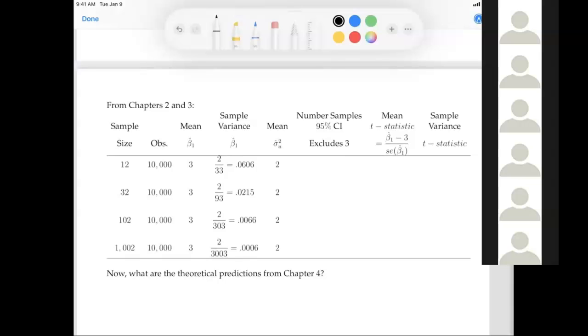So the next question is, what are the theoretical results or theoretical predictions we can make for any of the remaining cells based upon the results from chapter 4?